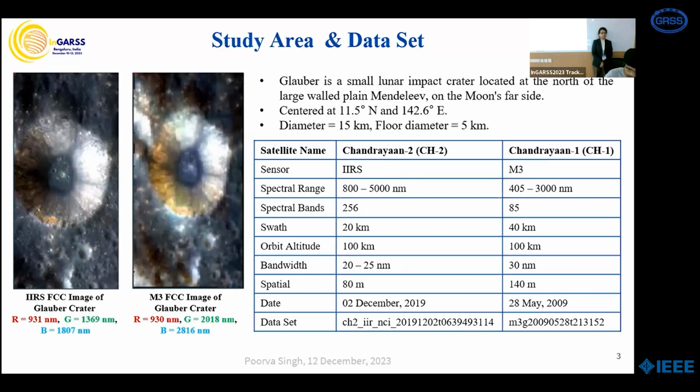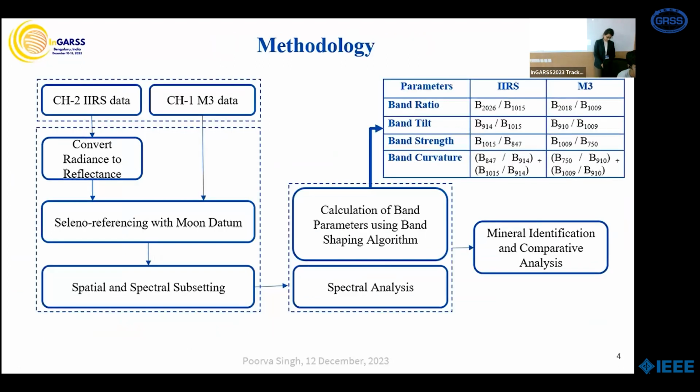A small lunar impact crater named Gobbler is selected for this study. It is an impact crater centered at 11.5 degrees north and 142.6 degrees east on the moon's far side. The radiance product of Chandrayaan-2 IIRS data and reflectance products of Chandrayaan-1 M-Cube data with the following specifications were used in this study. The IIRS radiance product was first converted to reflectance and both datasets were referenced in moon data. The datasets were then subsetted spatially and spectrally to focus on the study area with a common spectral range.